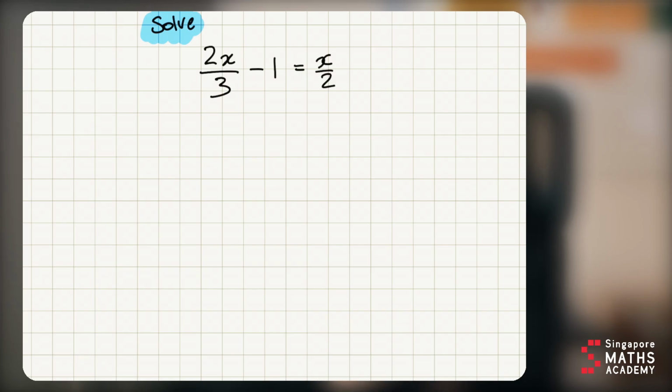(2x + 3)/... or 2x over 3, take away 1, is equal to x over 2, right? We're trying to solve for x. Now, if we think about the meaning of what's going on, x over 2 means half of something, right? Half of x in this case.